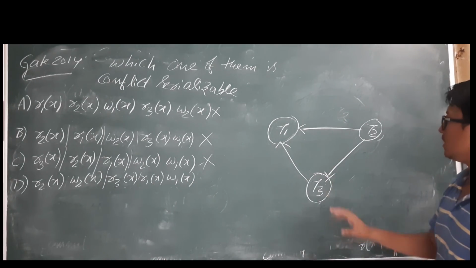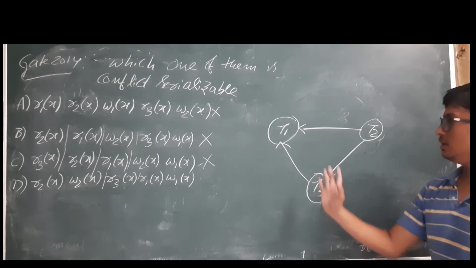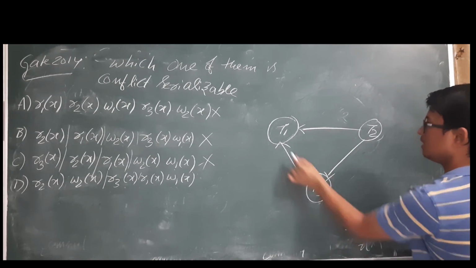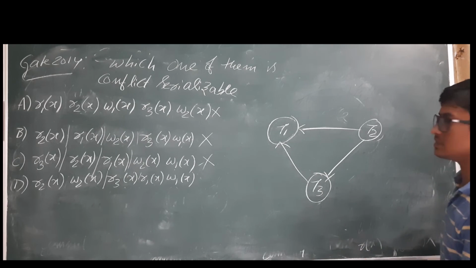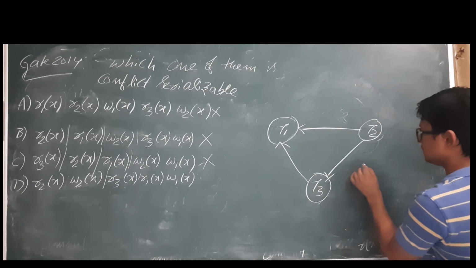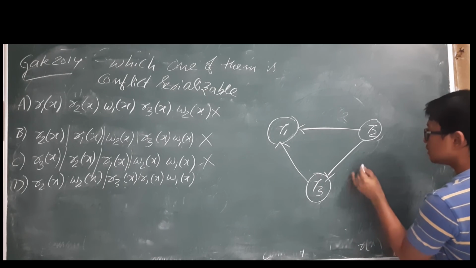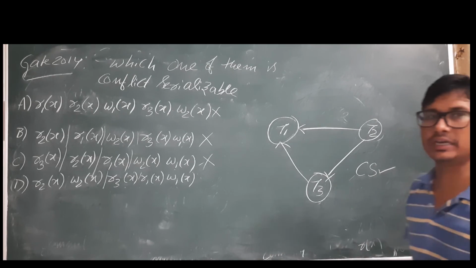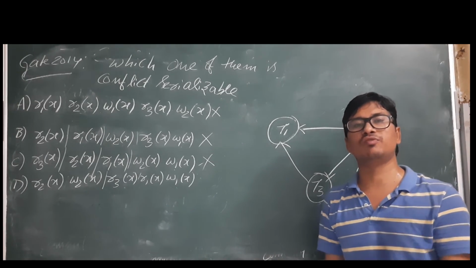Now can you see that there are any cycles here? There are no cycles. There is an edge from here and an edge from here, so I can say that there are no cycles. So it is conflict serializable because there are no cycles.